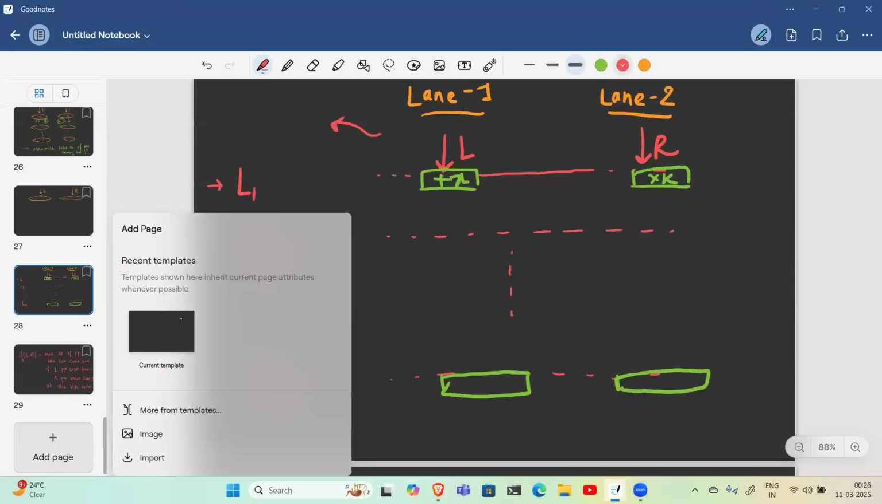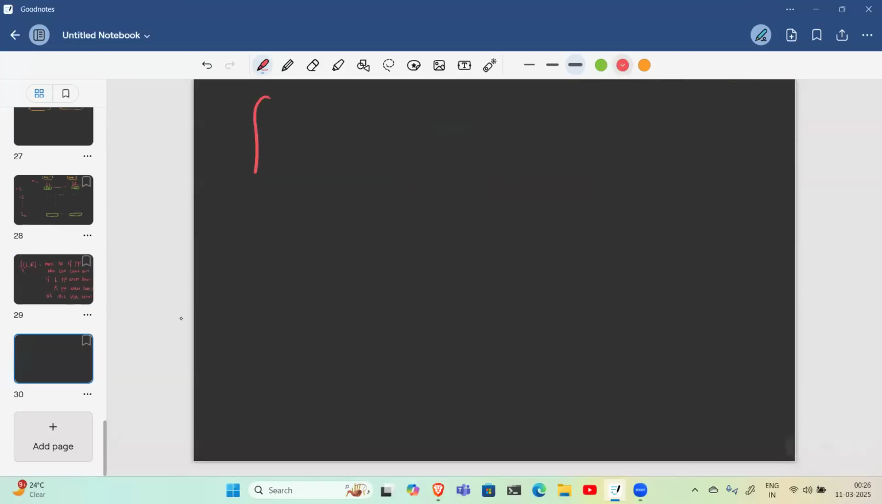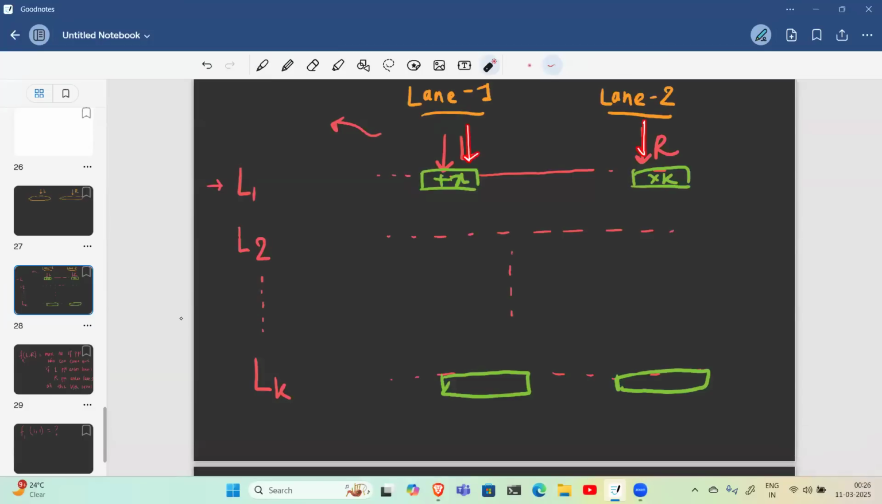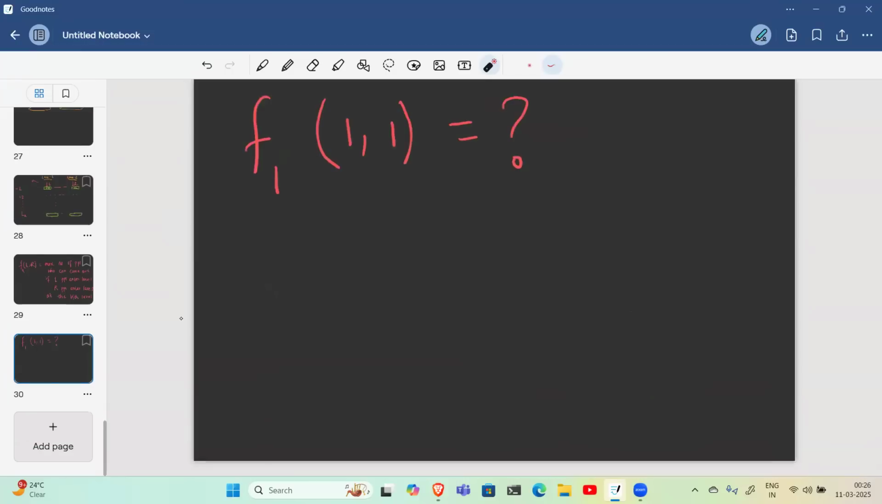So that is what I'm interested in. What does the question ask? The question asks to print the value of F1 of 1, 1. Everyone agrees? What is the maximum number of people which come out if one person enters lane 1 and one person enters lane 2 at level 1? That is what the question asks. So is the function definition clear?